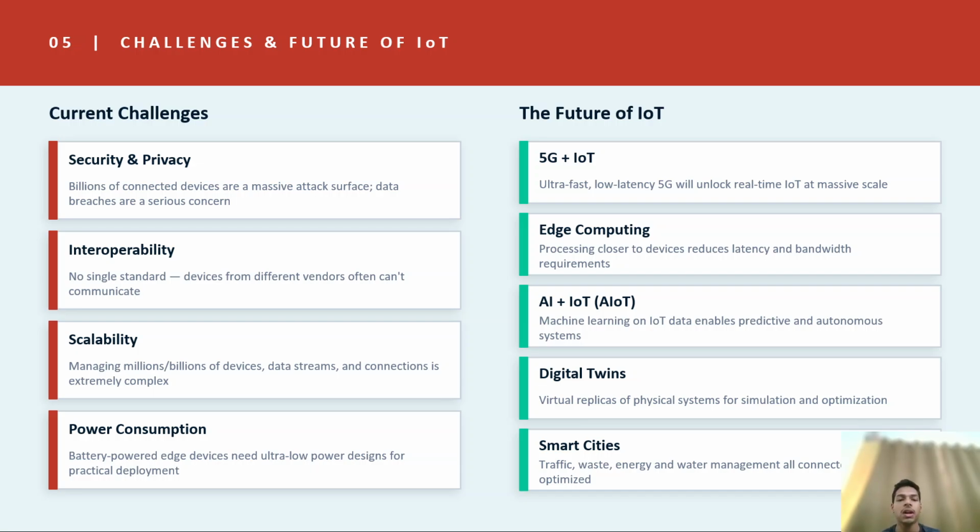Scalability and power management are engineering challenges. How do you manage millions of devices efficiently? And how do you power sensors in remote locations for years? But here's the exciting part. The future looks amazing. 5G will supercharge IoT. Edge computing will make systems faster and more intelligent. And when you combine AI with IoT, which we call AIoT, you can get systems that don't just collect data but learn, predict, and act autonomously. Digital twins and smart cities are no longer science fiction. They are being built right now.